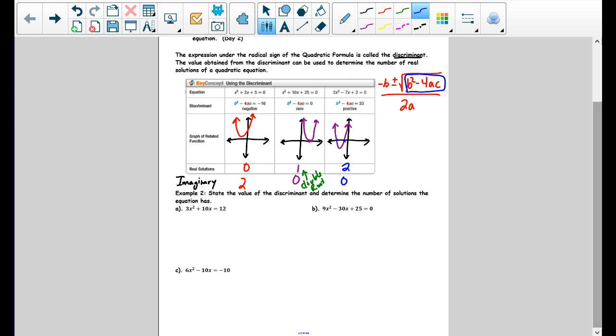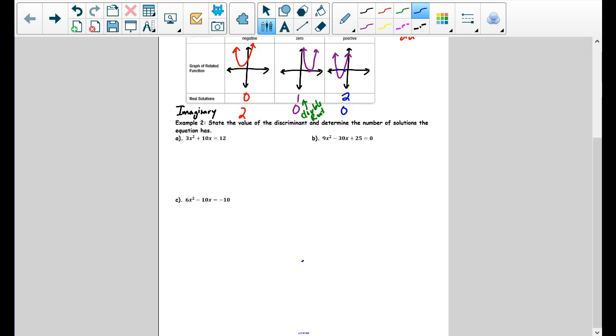So let's take a look at these 3 examples here and find out what about our solutions here. So again, it still needs to be set up equal to 0, so we're going to subtract 12 on both sides. So I have 3x squared plus 10x minus 12. Again, we're just doing that discriminant, so we're going to do the b squared minus 4ac. That's all we're looking at. So b squared, so 10 squared minus 4 times a is 3 times c is negative 12.